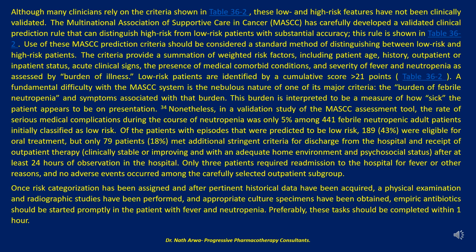A fundamental difficulty with the MASCC system is the nebulous nature of one of its major criteria, the burden of febrile neutropenia, and symptoms associated with that burden. This burden is interpreted to be a measure of how sick the patient appears to be on presentation. Nonetheless, in a validation study of the MASCC assessment tool, the rate of serious medical complications during the course of neutropenia was only 5% among 441 febrile neutropenic adult patients initially classified as low risk.